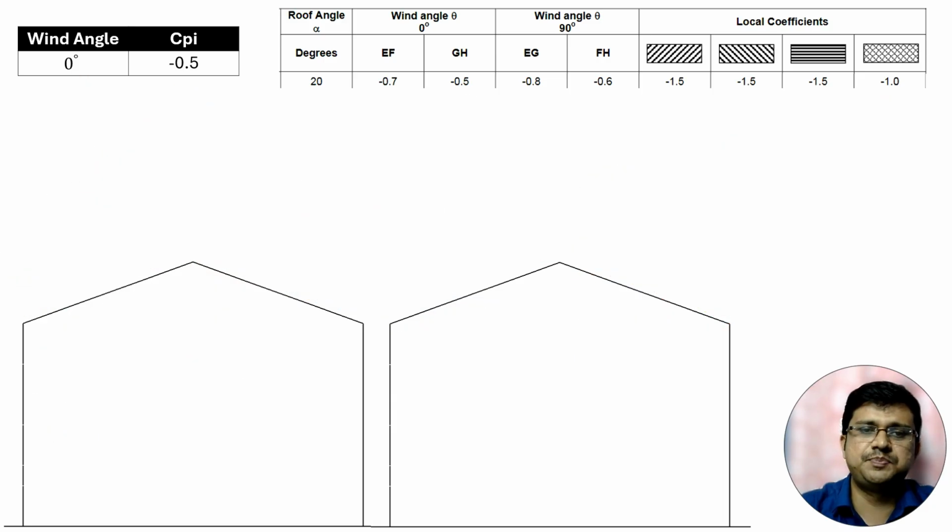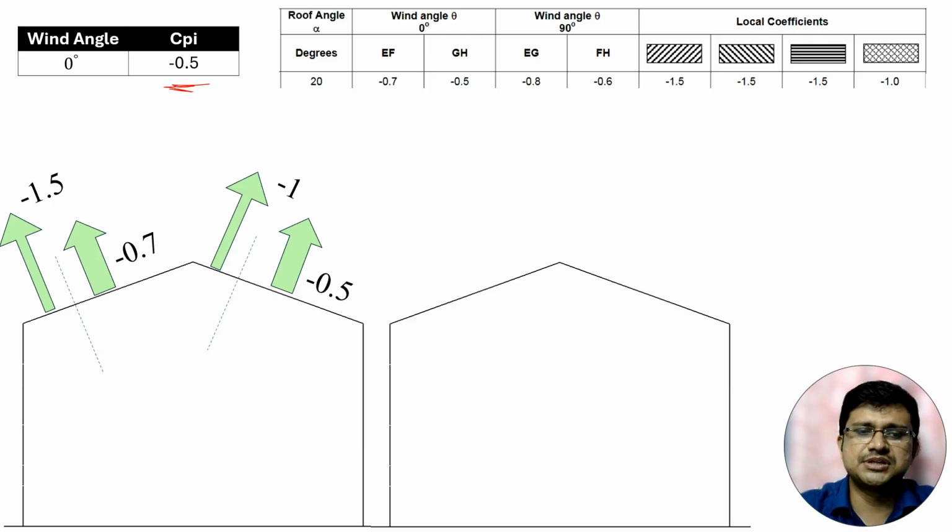Now this is when CPI is minus 0.5. So this is the value of CP for EF and GH, minus 0.7, minus 0.5. And this is the local coefficient, same like the previous problem. Now CPI is minus 0.5. Minus means it will pull the phase. So here you will see that one is balancing the other, so the value will decrease.